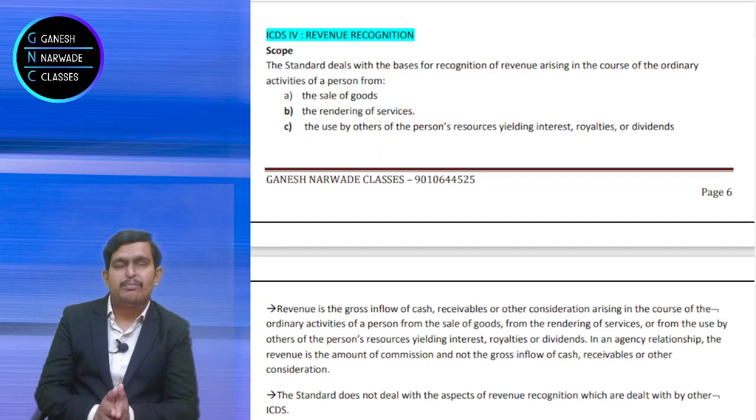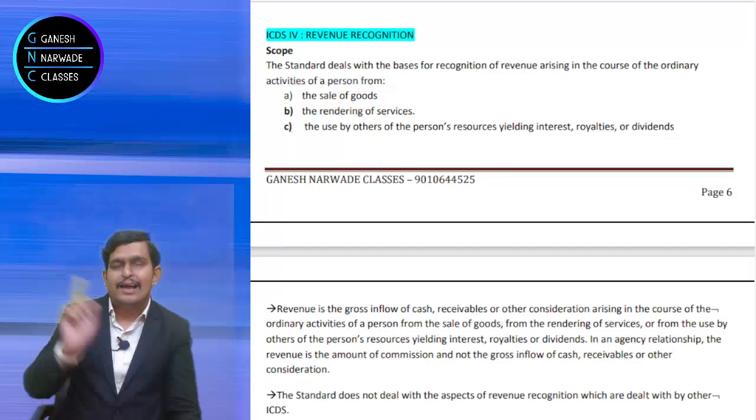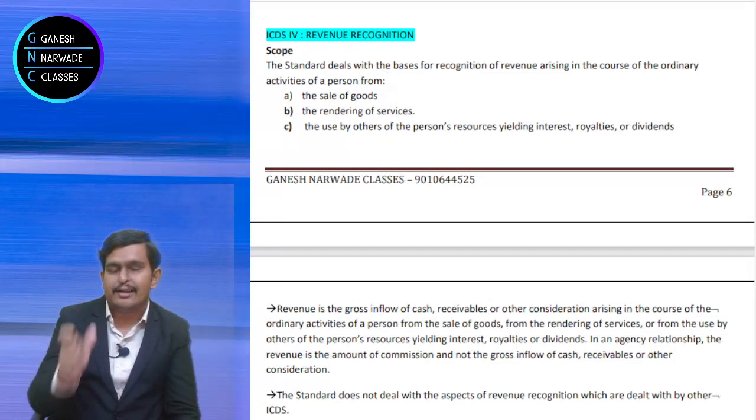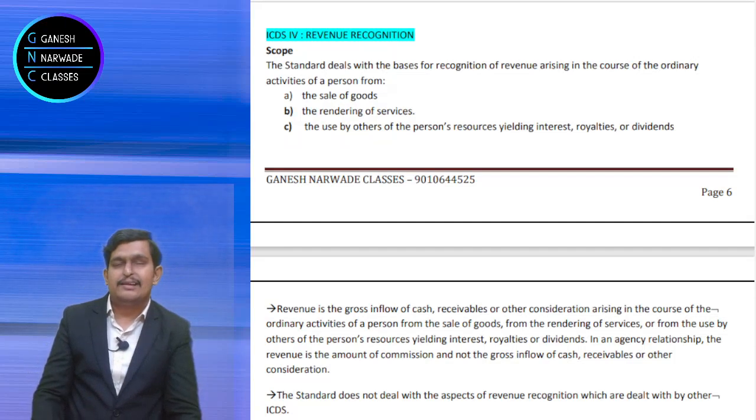And those principles are laid down in ICDS 4 on revenue recognition. So what this ICDS says, let's discuss.